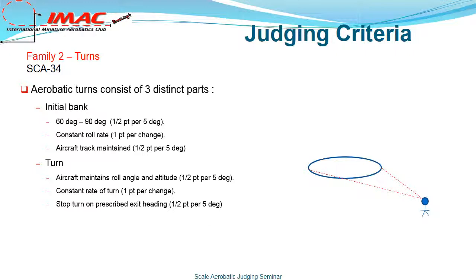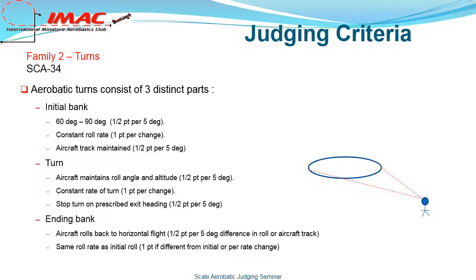Note that an aircraft turning away from the judges will appear to descend, and one flying toward the judges will appear to climb. The turn portion will continue until the aircraft has reached the prescribed exit heading. Deductions are 1/2 point per 5 degrees off the proper heading track.